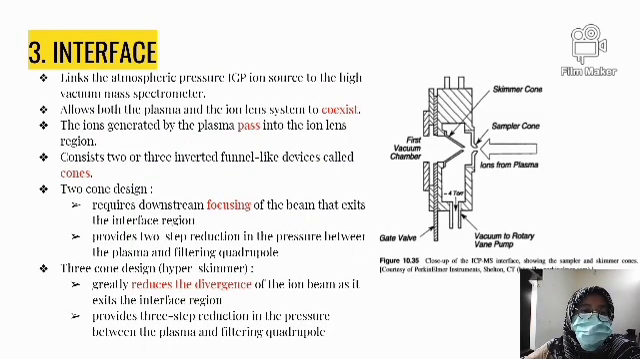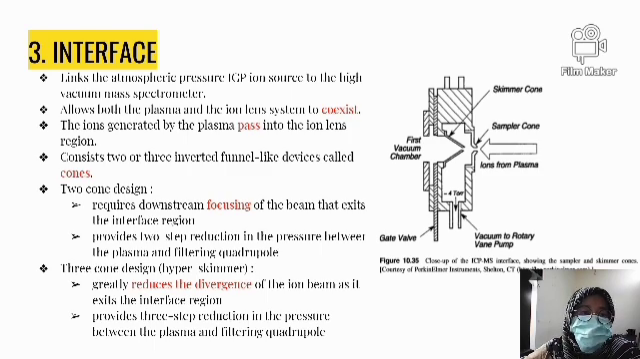The interface region links the atmospheric pressure ICP ion source to the high vacuum mass spectrometer. It allows both the plasma and the ion lens system to coexist. The ions generated by the plasma pass into the ion lens region. So it consists of two or three inverted funnel-like devices called cones. There are two designs, the two-cone design and the three-cone design, also known as Hyperskimmer.